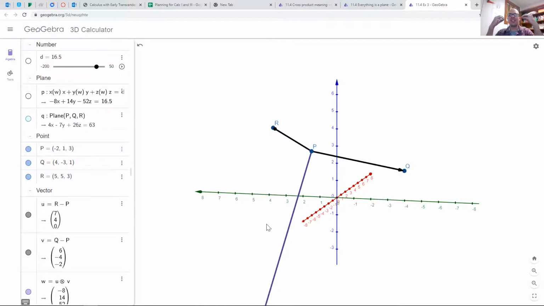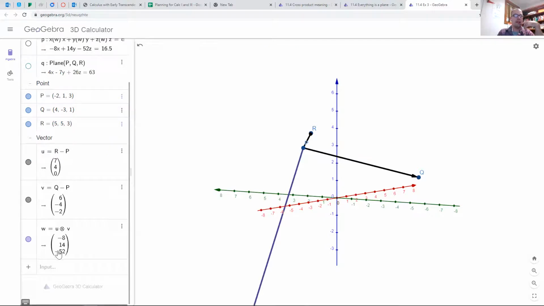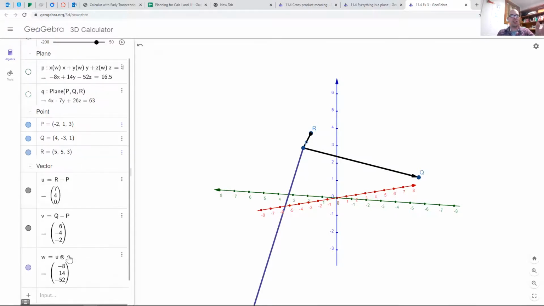But what's more interesting, and it's actually what we're going to be studying in section 11.5, is based on this normal vector, which happens to be -8, 14, -52, how can we use the normal vector to actually construct the plane? And one thing you might notice is that 4, -7, and 26 are all a common factor away from these coefficients. And indeed, we use the normal vector to define a plane.